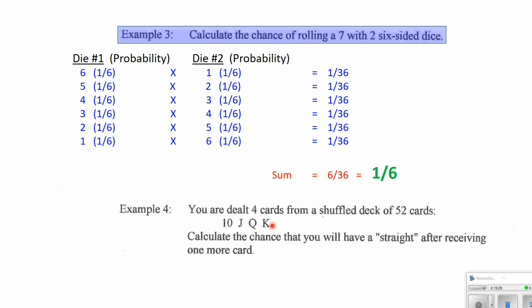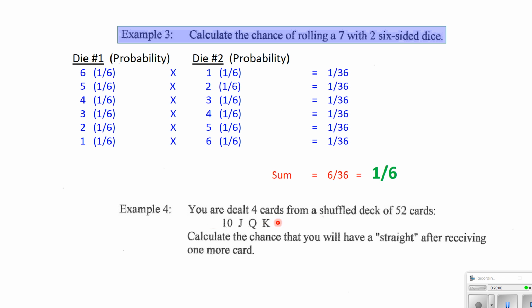Now, if you're like me and you don't play a lot of cards, you might be thinking, well, what the heck is a straight? So a straight is 5 consecutive cards, and it doesn't matter what suit they are. So in other words, if I had a 9, that would be 9, 10, jack, queen, king. That would be a straight. And it doesn't matter whether it's a 9 of hearts or a 9 of diamonds. Just any 9, 10, jack, queen, king, that's a straight.